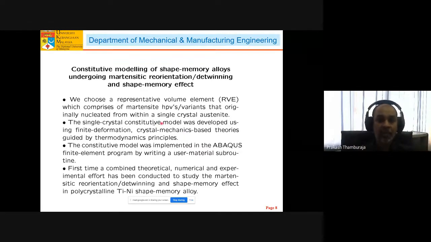We've implemented the mathematical model into a finite element code. We've written our own special codes and used the Abaqus FEM program as a solver. And we've performed a combined experimental, theoretical, and numerical investigation on how these materials deform and undergo shape memory effect. To the best of my knowledge, this was one of the first works that encompassed all three types of analysis: theoretical, computational, and experimental.